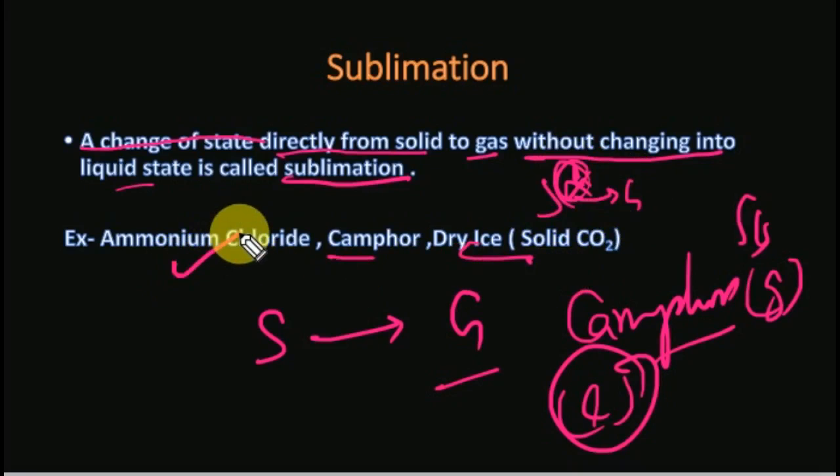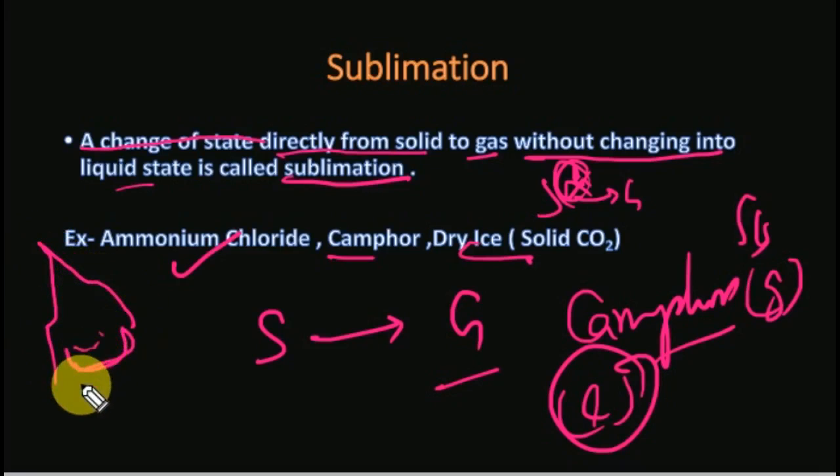The same case is in ammonium chloride. One experimental setup is given in the book: they heat the ammonium chloride in a china dish, and they keep an inverted funnel over it, and heat is provided here. Then the vapor goes up, and after cooling, crystals are formed here. So it shows that no liquid is observed here. It goes directly into the vapor form. On cooling, it settles on the inverted funnel. So this is sublimation.